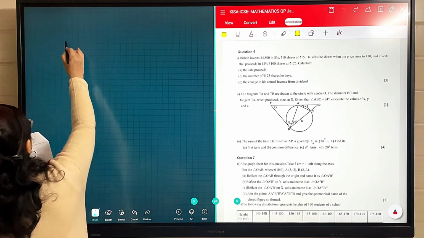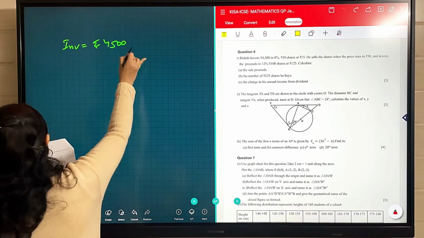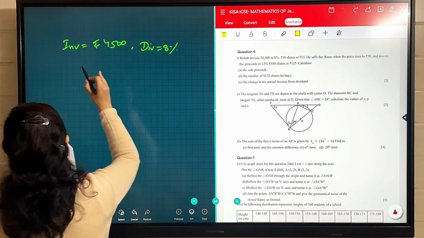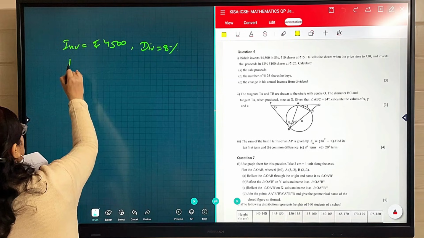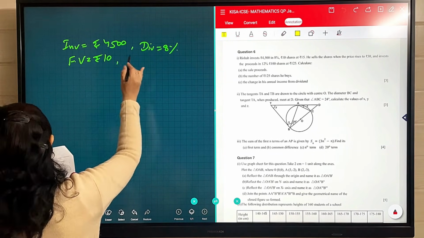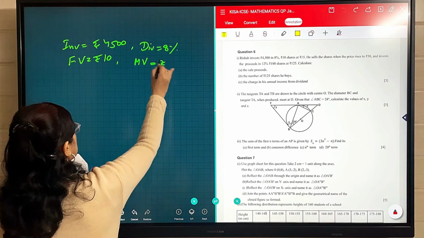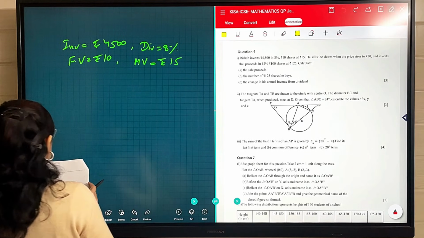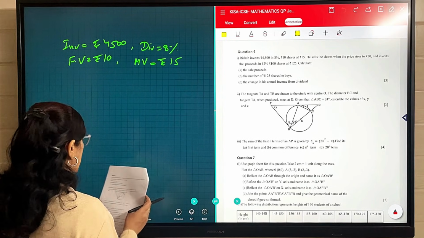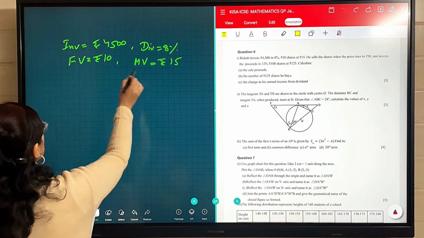So the total investment by him is rupees 4500. Next is 8%, it means dividend is given as 8%. Next is rupees 10 share, it means nominal value or you can say face value is rupees 10. And market value is rupees 15. This is given in the question. He sells the shares when the price rises to rupees 30, which will be used at the time of sale proceeds, and invests the proceeds in 12%. Second scenario is there.